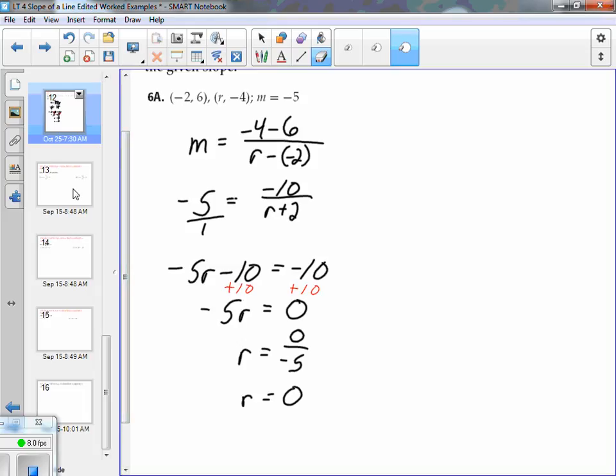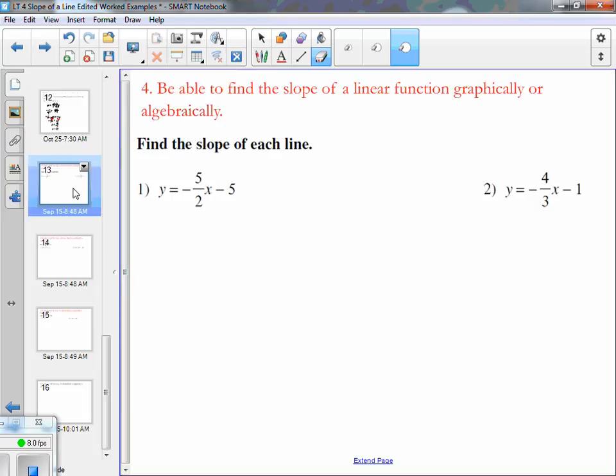All right. Our last method for finding slope. We found slope with a graph by counting. We found slope with the slope formula when we had 2 points on a line. And now we're going to find the slope by looking at the equation of the line.